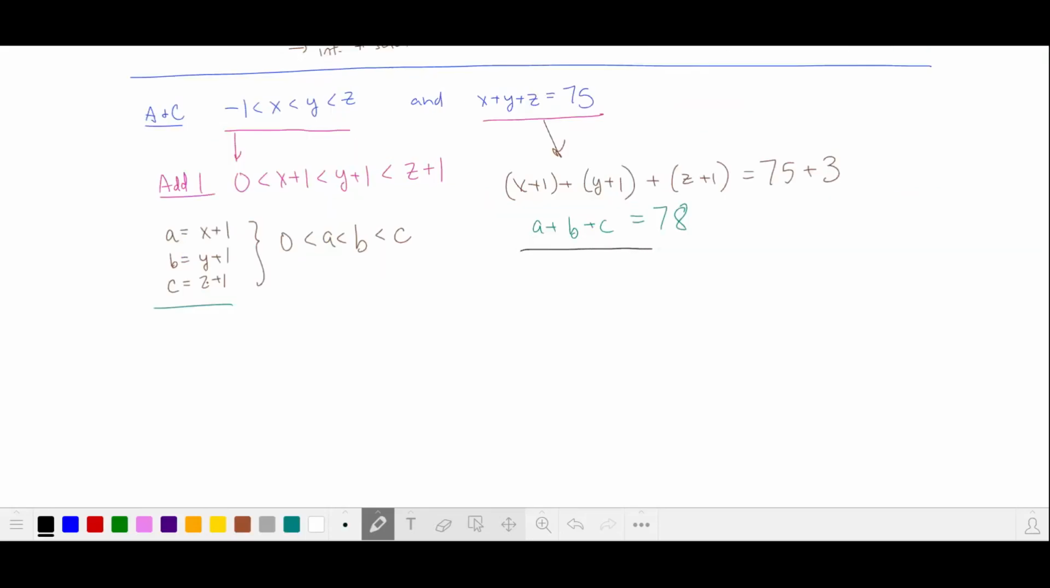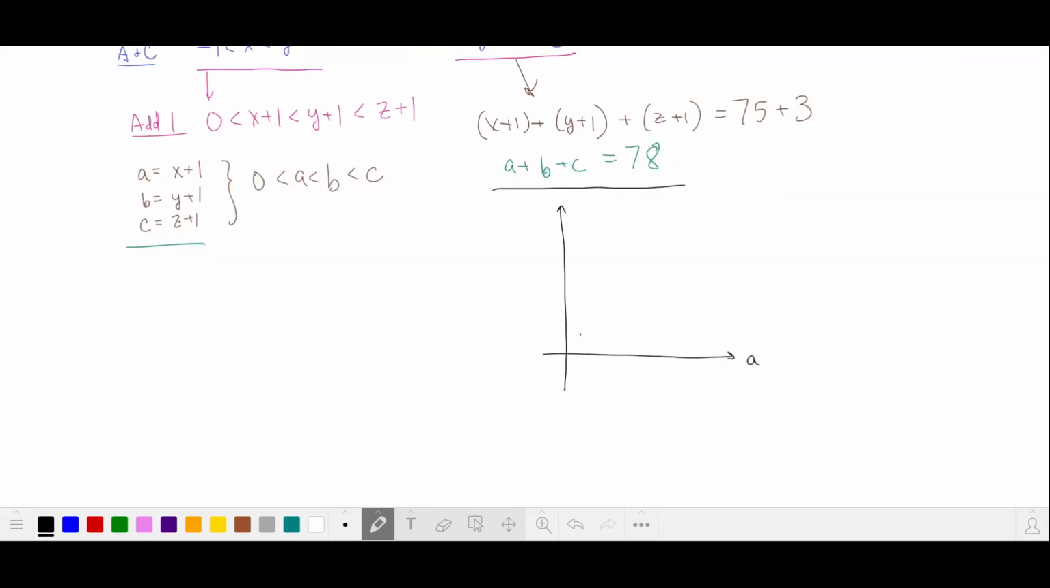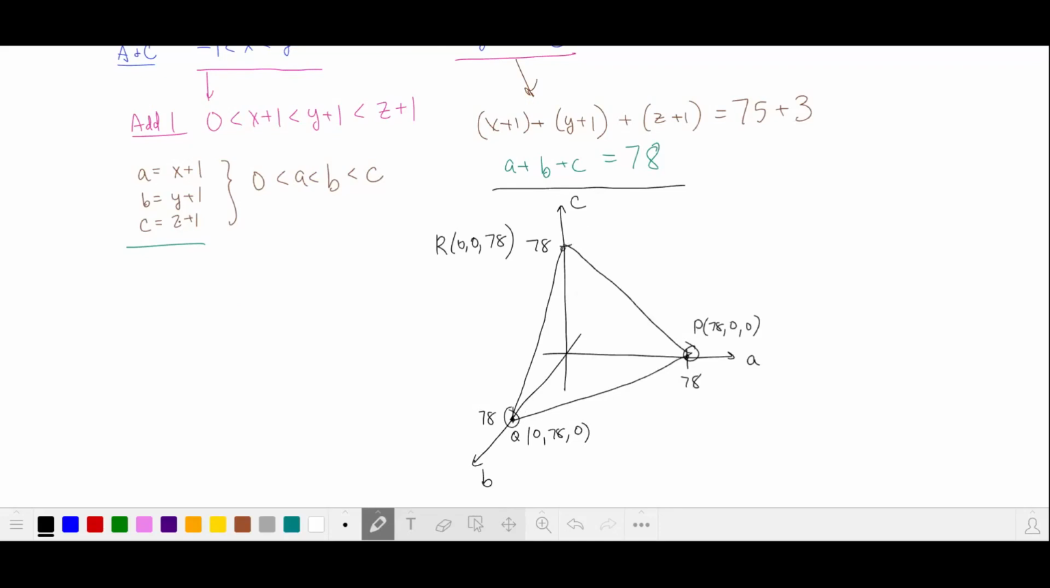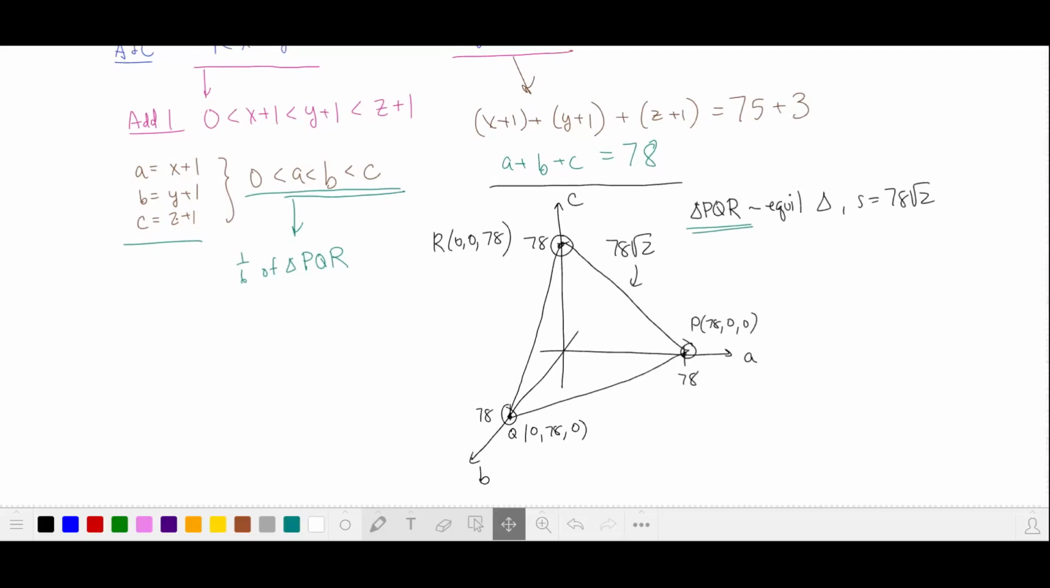The set of all 3 points satisfying just this second equation, we can represent geometrically in 3 dimensions, where these axes represent the values of A, B, and C. Everything contained in this triangle, PQR, satisfies this equation. This happens to be an equilateral triangle with side length 78√2. Because of the symmetry with respect to A, B, and C, 1/6 of the points in this triangle will be in this particular sorted order. So we'll find the area of this triangle, multiply it by 1/6, then that will be our answer.